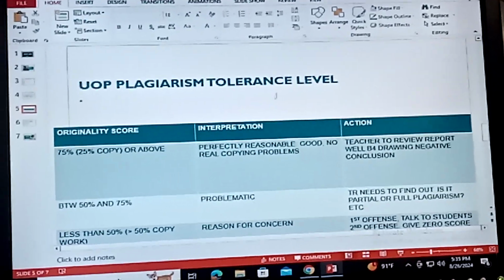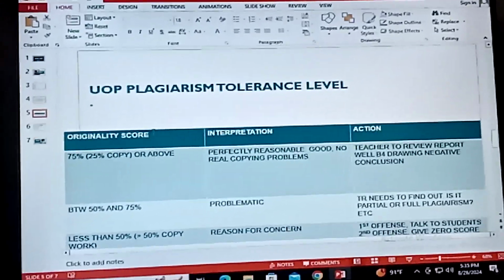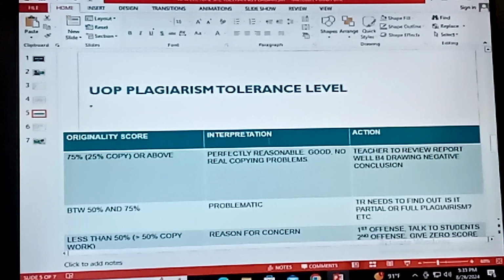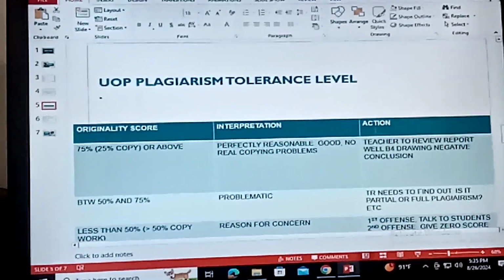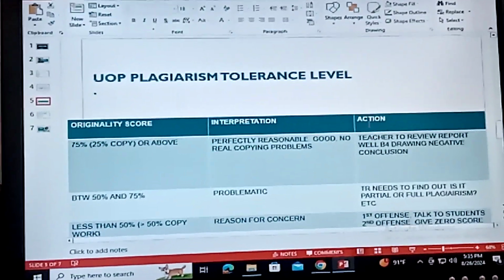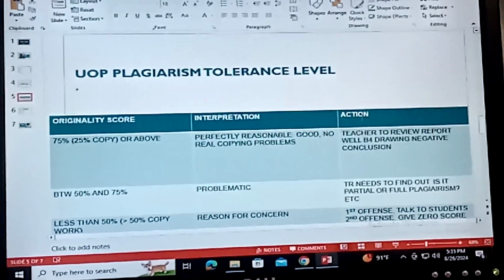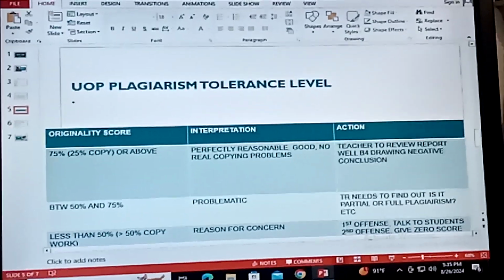Column 1, we have originality score. Column 2, we have interpretations. And then column 3, we have the actions.